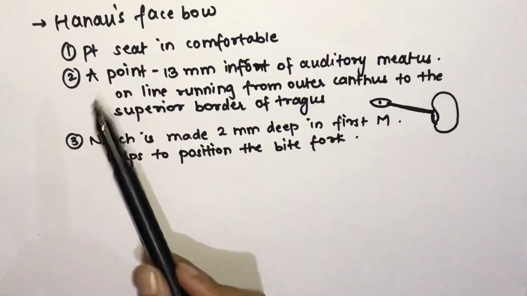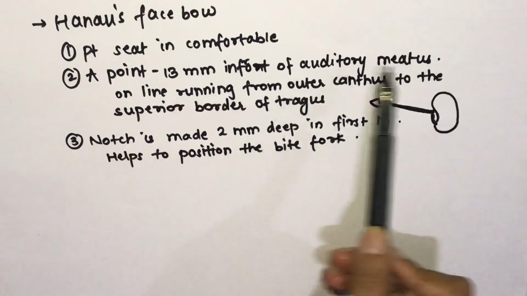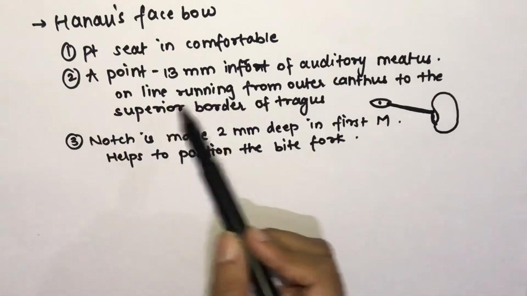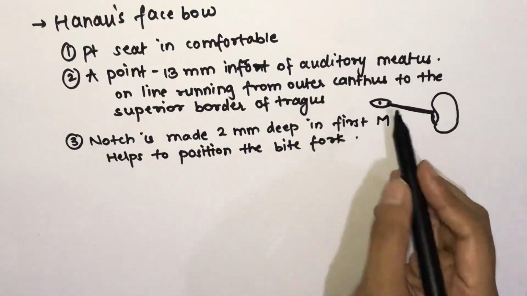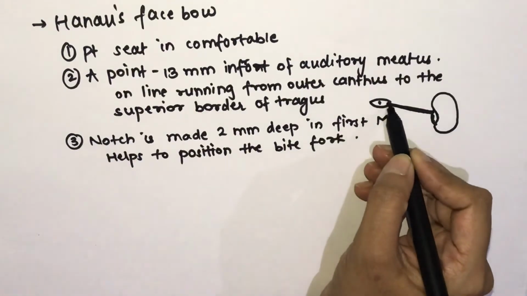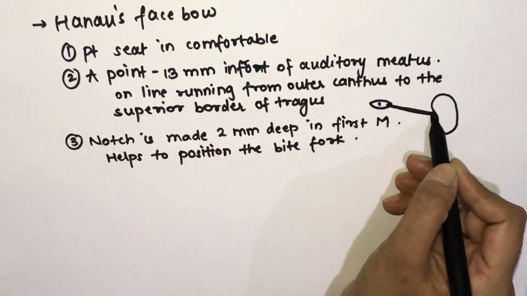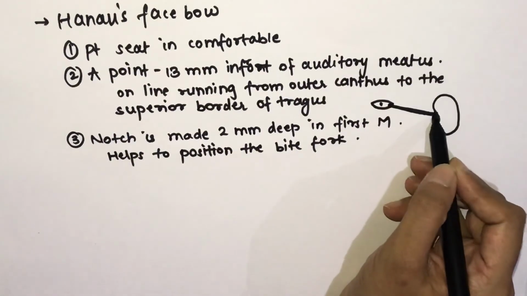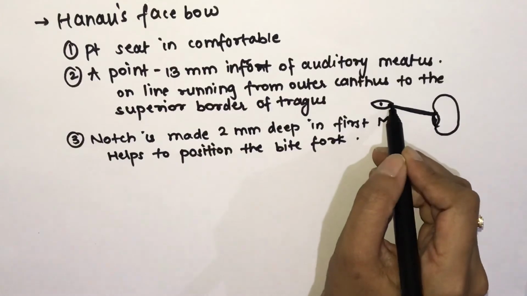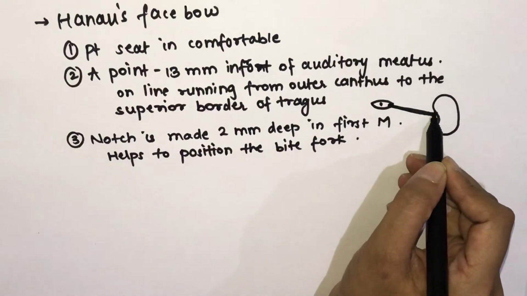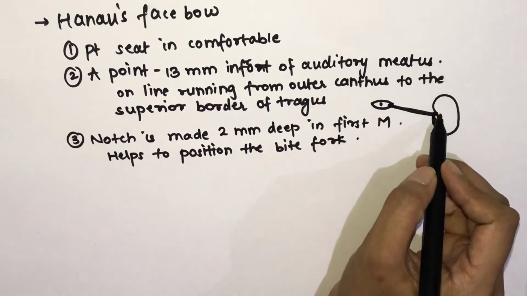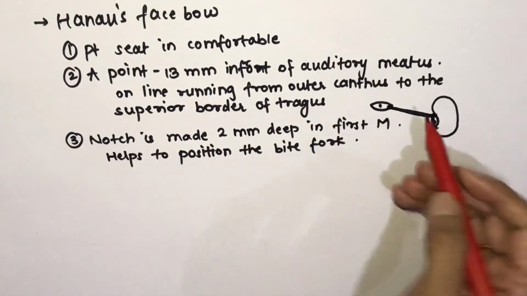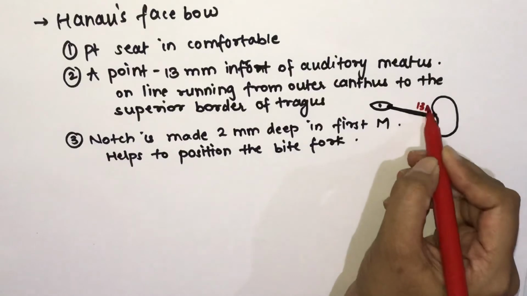Then the next point is a point which is 13 mm in front of the auditory meatus, and it is marked. This point is usually marked on the line which runs from the outer canthus of the eye to the superior border of the tragus. So first you draw a line from the outer canthus to the superior border of the tragus, and then a point is marked 13 mm in front of the auditory meatus. So you're marking a point which is 13 mm in front of it.